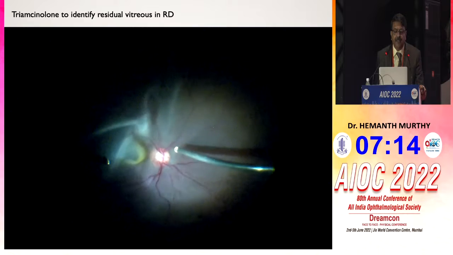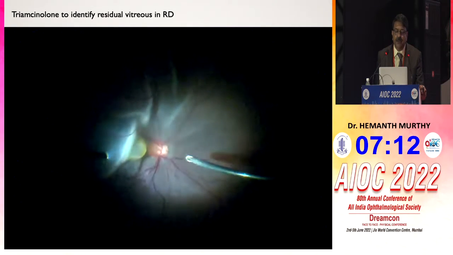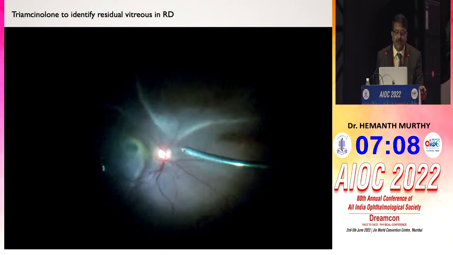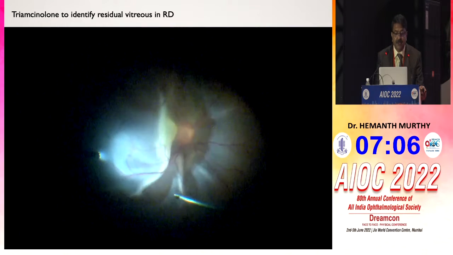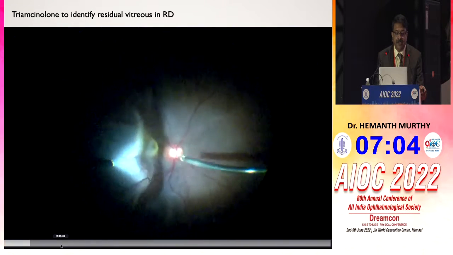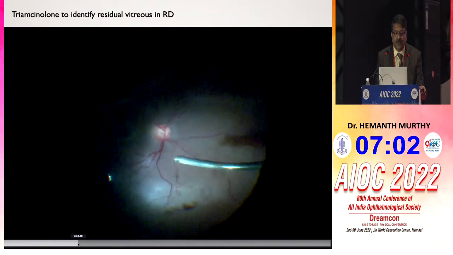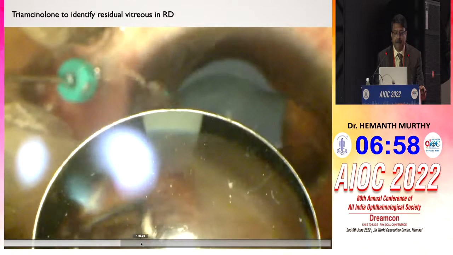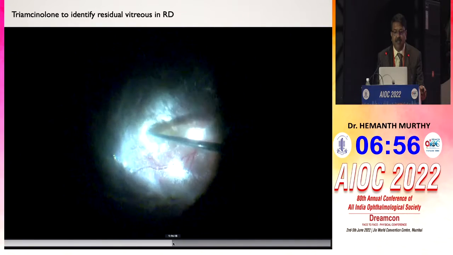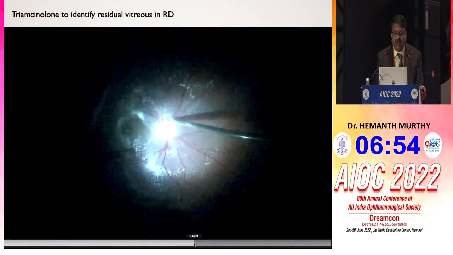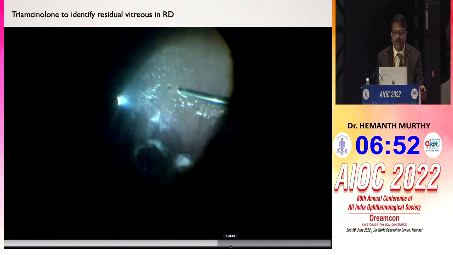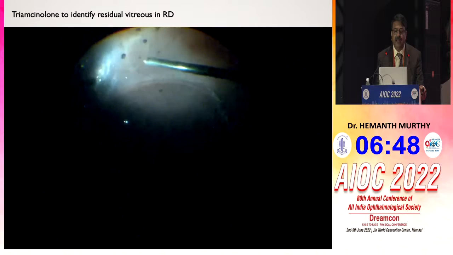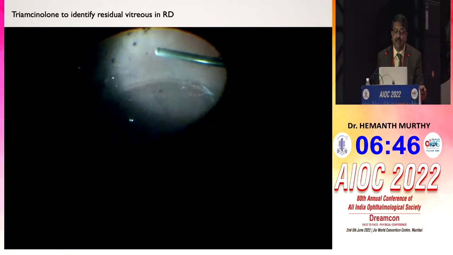Now, in a patient like this, again, after I've induced the PVD, I somehow feel that I would like to use triamcinolone because sometimes you miss the peripheral vitreous. So after I've done this, I put in the triamcinolone, and when I stabilize the posterior pole with PFCL, I can now peel the vitreous and remove the vitreous.